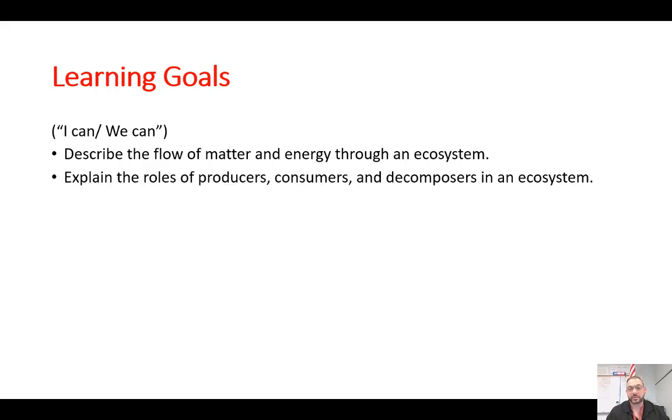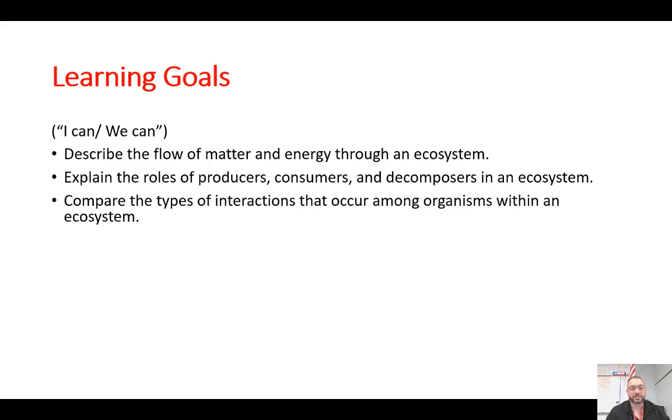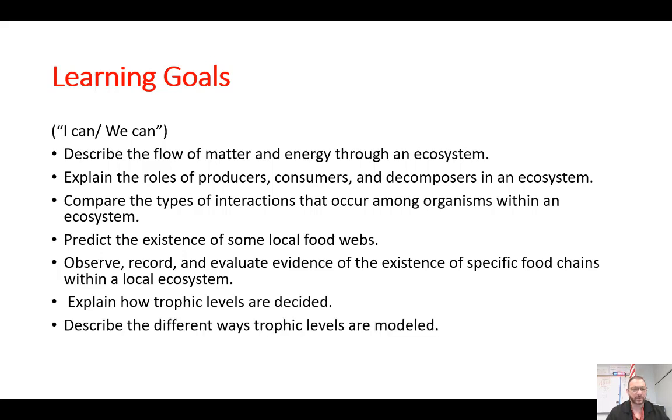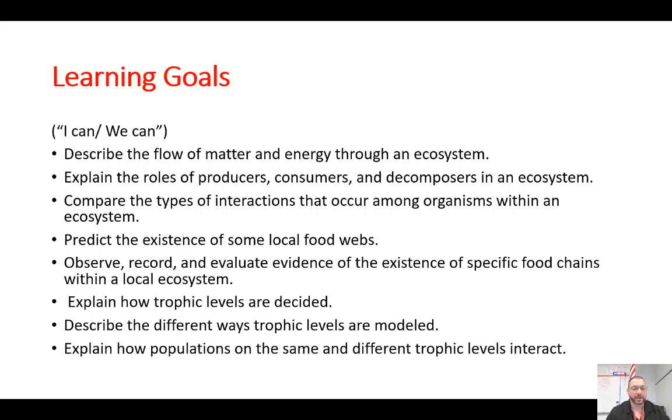explain the role of producers, consumers, and decomposers in an ecosystem, compare the types of interactions that occur among organisms within an ecosystem, predict the existence of some local food webs, observe, record, and evaluate evidence of the existence of specific food chains within a local ecosystem, and explain how trophic levels are decided. Also, you need to be able to describe the different ways trophic levels are modeled and explain how populations on the same and different trophic levels interact.